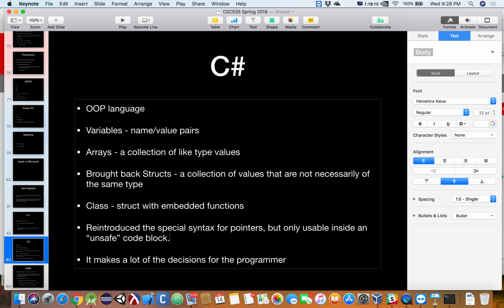So you can create an unsafe code block in your code, and only inside of that unsafe code block are you allowed to directly manipulate memory. Creating an unsafe code block is your way of saying, I know what I'm doing. I'm just going to do memory stuff right in this section. Trust me. And C Sharp allowed you to do that. So they kind of brought some of those things back. But at the end of the day, it really acted a lot like Java.